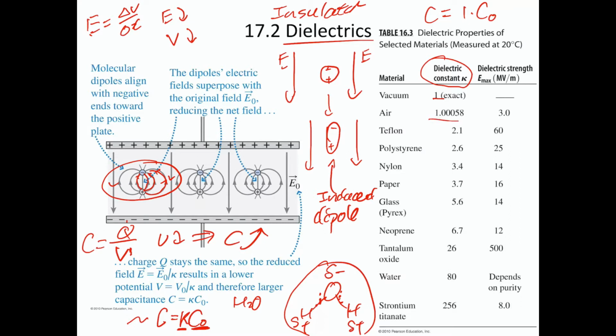Air is close to 1. It's 1.00058. So the air increased a little bit, not much. Teflon is 2.1. Polystyrene 2.6. Nylon 3.4. Paper 3.7. Glass 5.6. And some oxide even up to 26. Water 80. Strontium titanate 256.